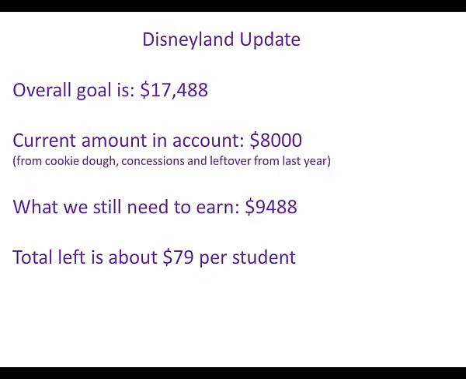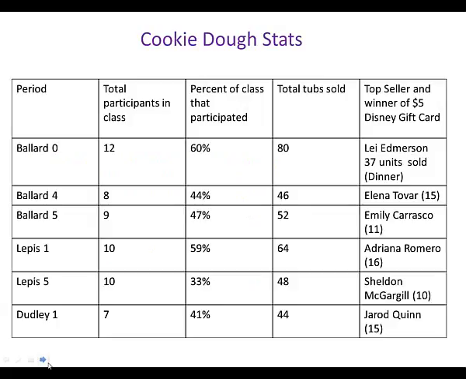So, okay. So the current amount that's in our account is about $8,000, and that is from the cookie dough, the concessions, and what we had left over from last year. Okay, because we had a chunk left from last year. So we're down to $9,400. That's way ahead of where we were last year. Okay, that means less fruit snacks. All right. Trust me, we sold a lot of fruit snacks last year. It was obnoxious how many fruit snacks we sold. So the total we have left, it was at $140 a student, and now it's down to about $79 a student. But that doesn't mean you just pay $79. If you have done nothing, you still should be at $140, right? Because we have people who have done nothing, all right? So this is kind of where we are at.